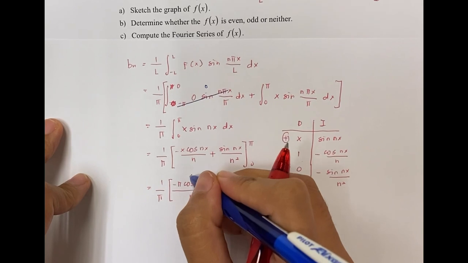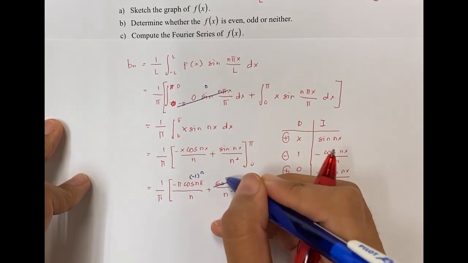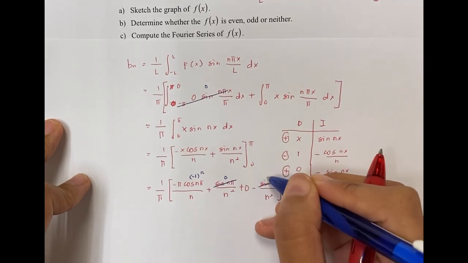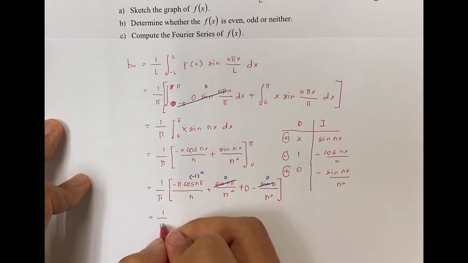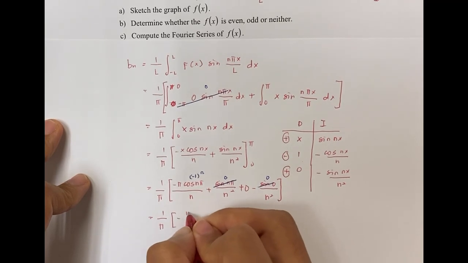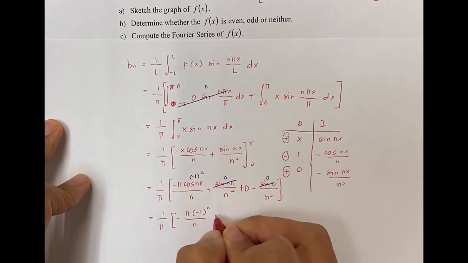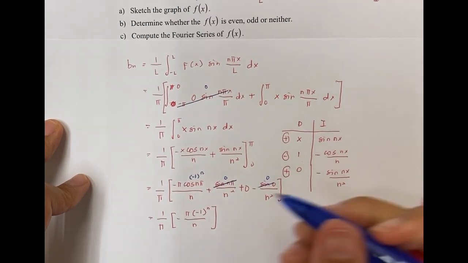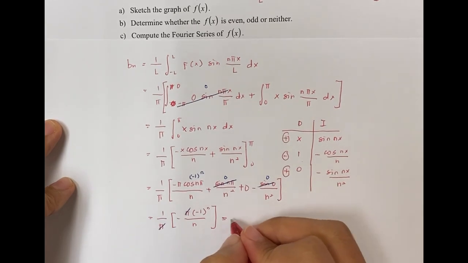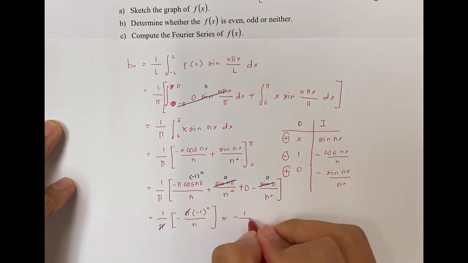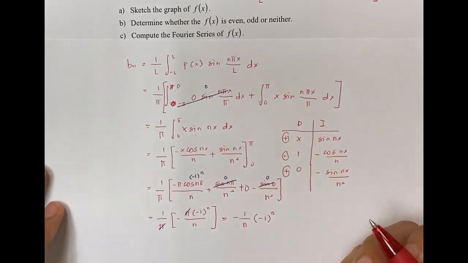Cos n pi is equal to negative 1 to the power of n. Sin n pi equals 0. Sin 0 equals 0. So 1 over pi, negative 1 to the power of n over n. We can cancel this 2 pi. So the last answer for this is negative 1 over n, negative 1 to the power of n.